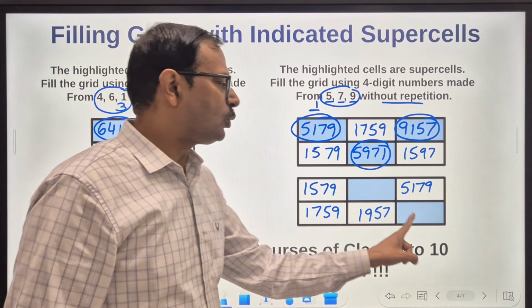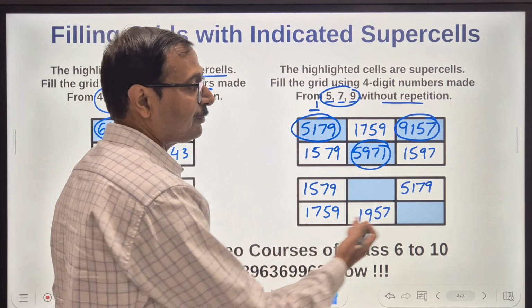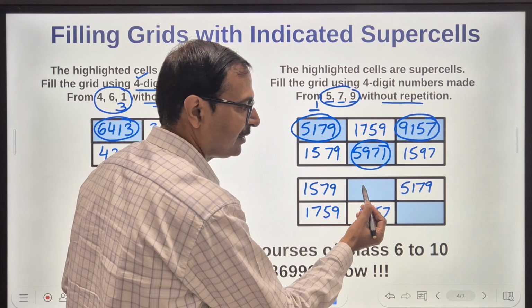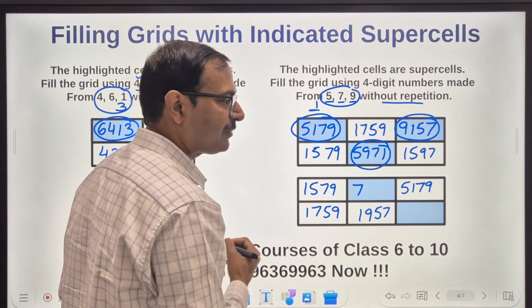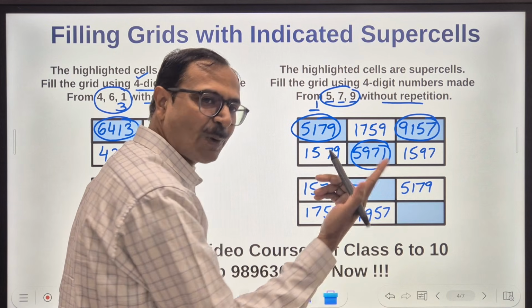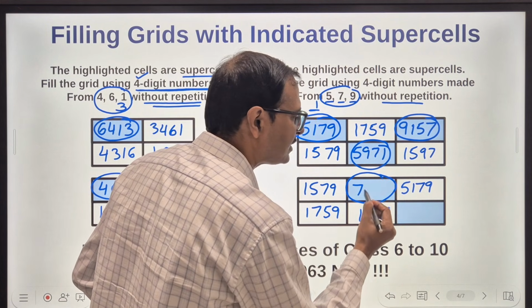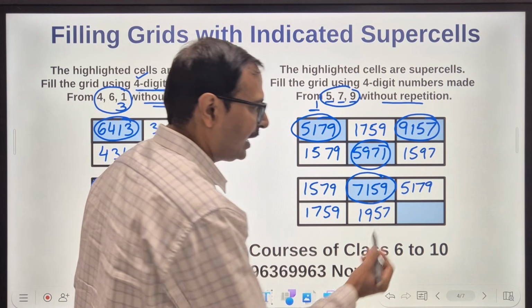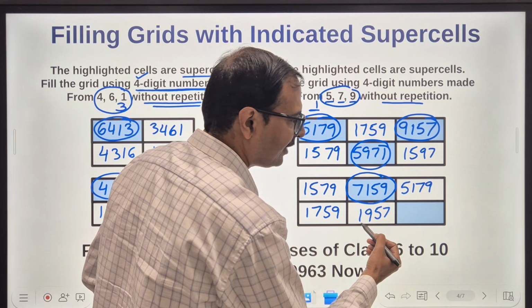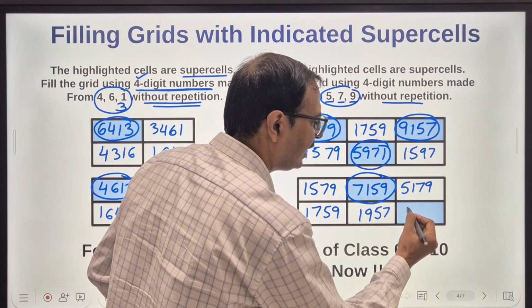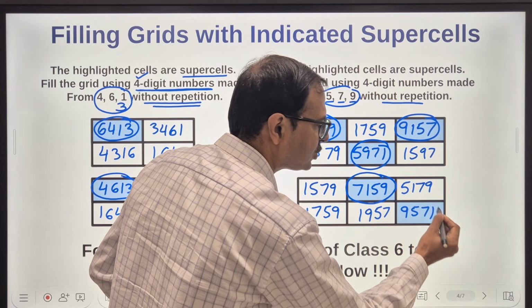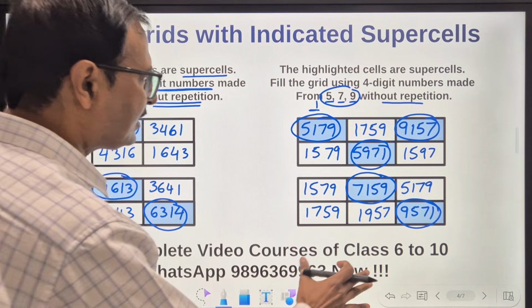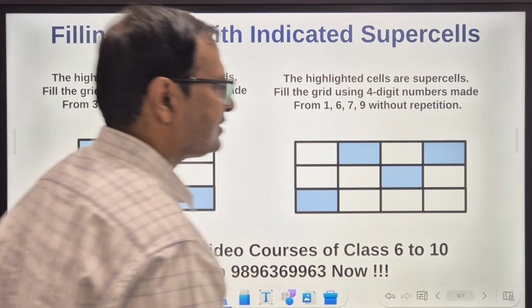Now I want these two to be supercells. So because I have not written any number starting with 7, the three neighbors here, if I start the number with 7, these three will be smaller and so this will become a supercell. So 7, 1, 5, 9, that is a supercell now. And these two are starting with 5 and 1, so I can start with a 7 or a 9, 9, 5, 7, 1. So this also becomes a supercell. Easy, right? Now similar things you can do with larger matrices.